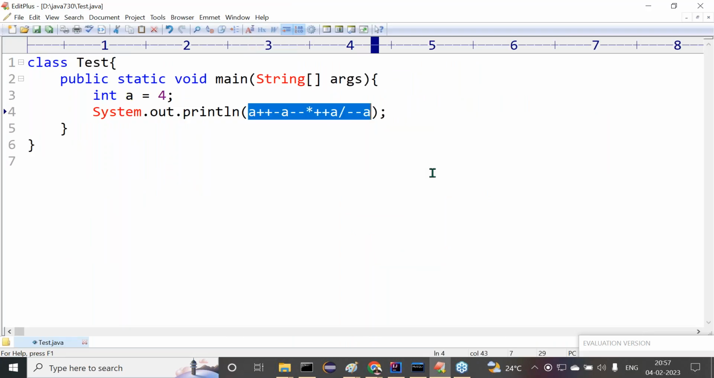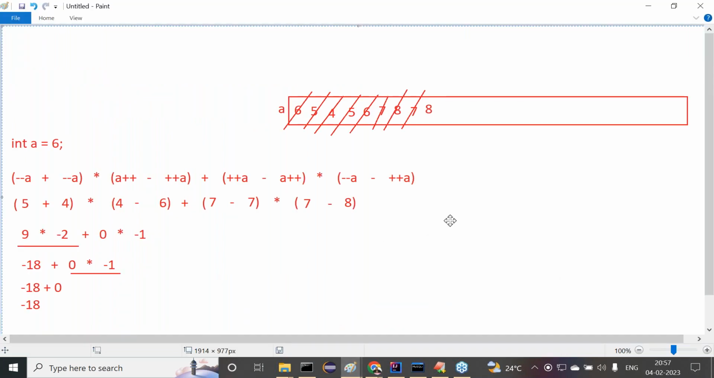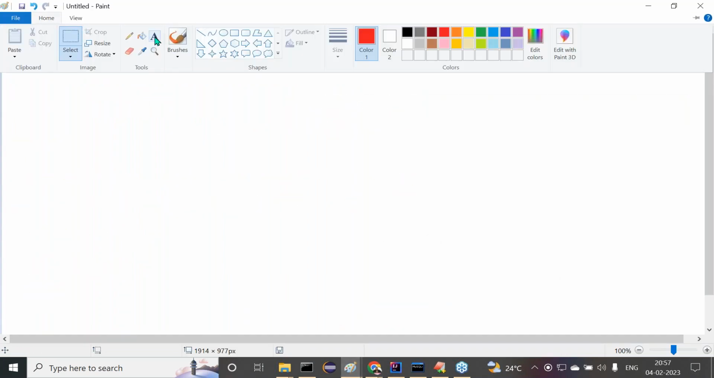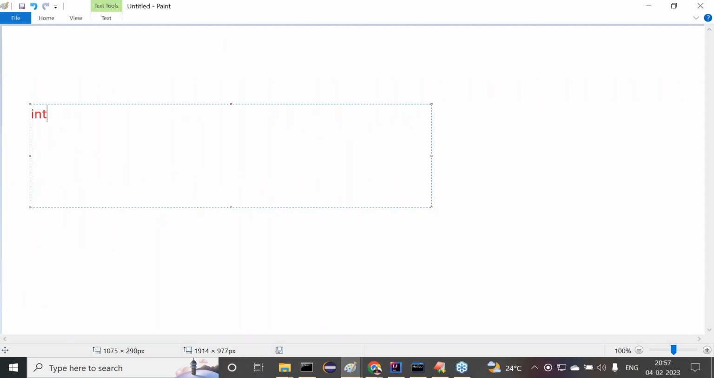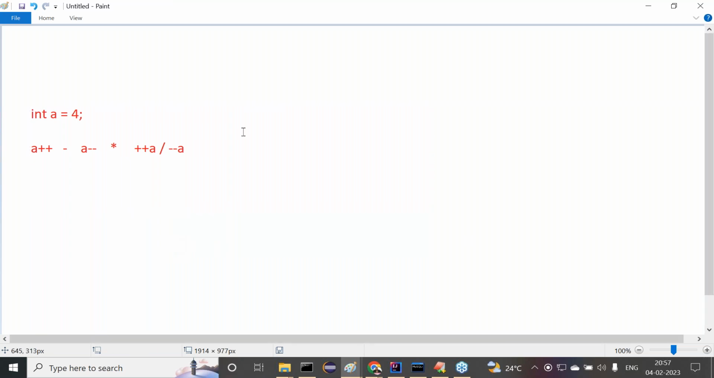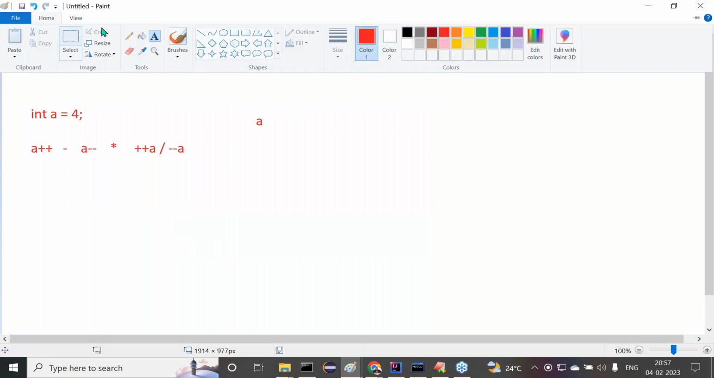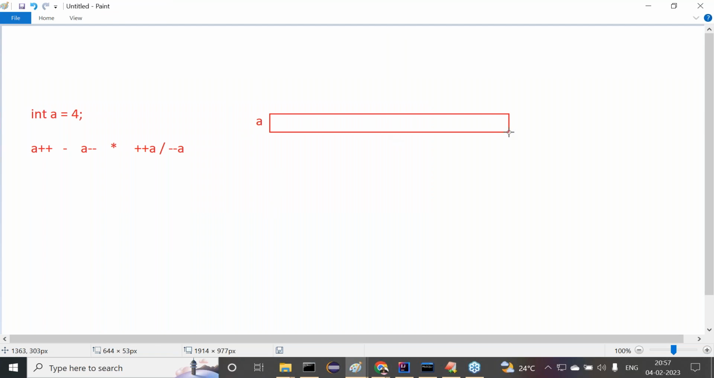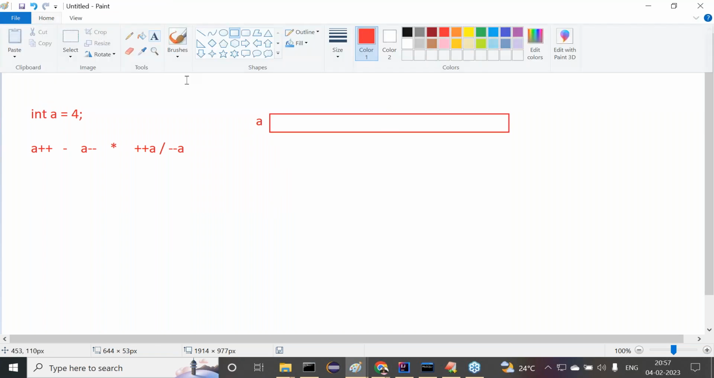A value is 4. Int a is equal to 4. The expression we provided, first of all, we have to perform like this. Now first understand this. The a variable will have 4 bytes of memory. What is the initial value for a? 4.